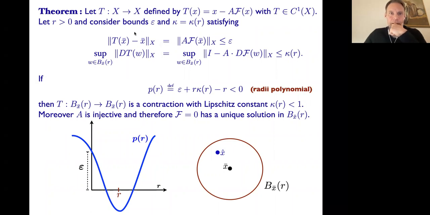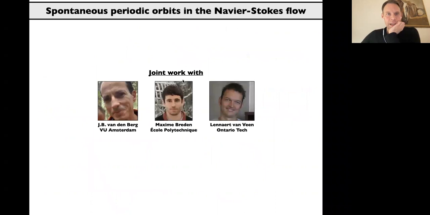Yeah, that's perfect. Thank you. Okay. All right. So now I'm going to jump back into the world of Navier-Stokes. I talked more generally about the approach, and now I'm going to apply this general approach to the Navier-Stokes equation. This is joint work with Jan Bouwe van den Berg, Maxime Breden, and Lennaert van Veen.